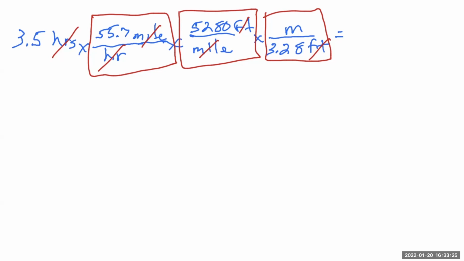So we take our calculator, 3.5. On the top you multiply, on the bottom you divide. Times 55.7 times 5,280 divided by 3.28 is going to equal 3.14 times 10 to the 5th meters.